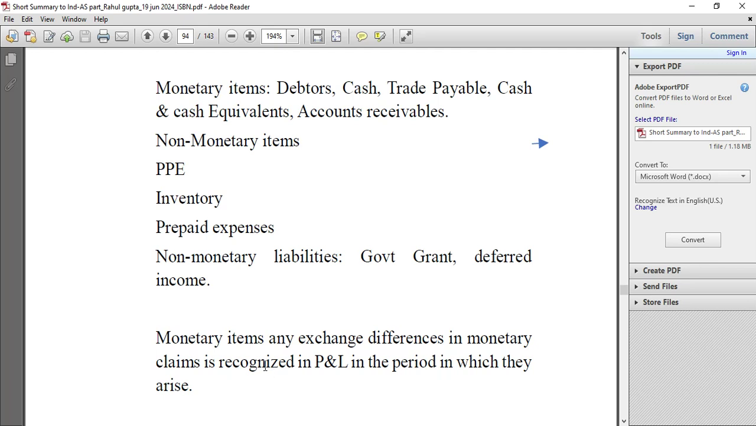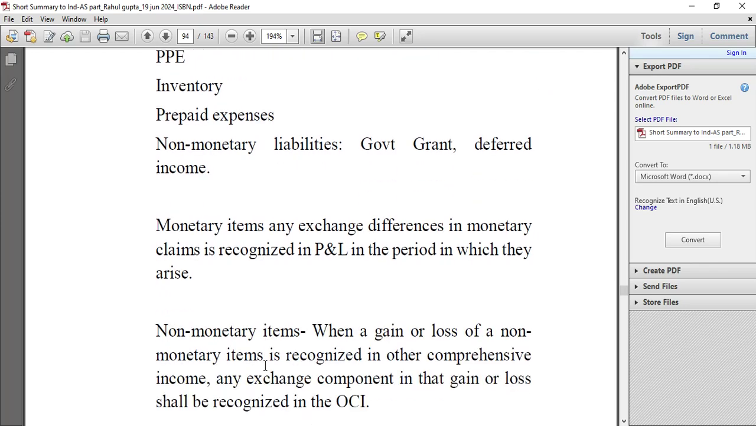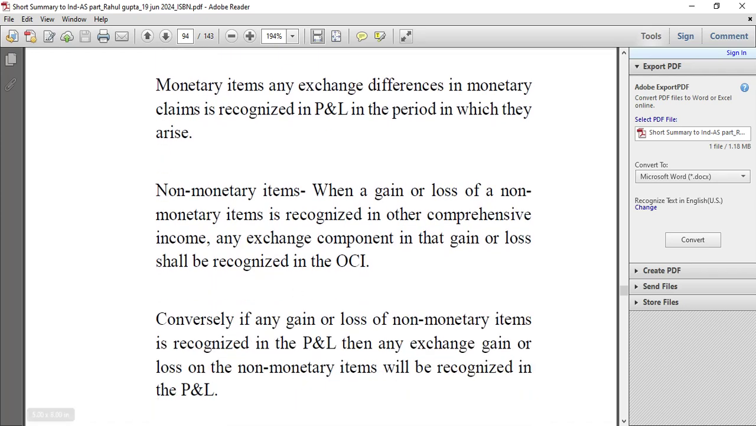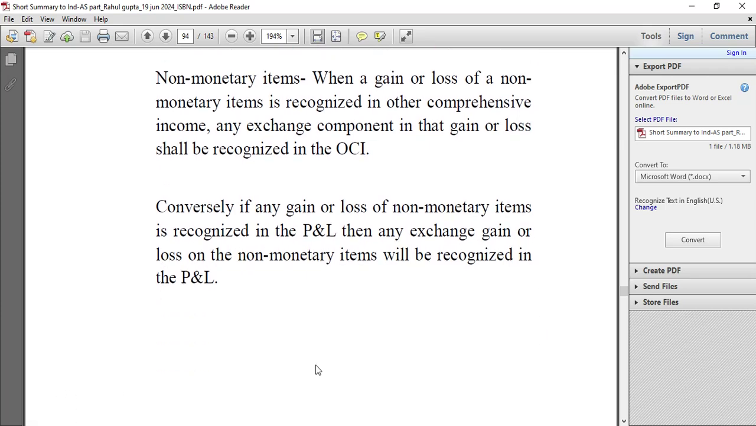Monetary items: any exchange differences on monetary items are recognized in P&L in the period in which they arise. Non-monetary items: where the gain or loss on a non-monetary item is recognized in other comprehensive income, any exchange component in that gain or loss shall be recognized in OCI. Conversely, if any gain or loss on a non-monetary item is recognized in P&L, then any exchange gain or loss on that item will be recognized in P&L.